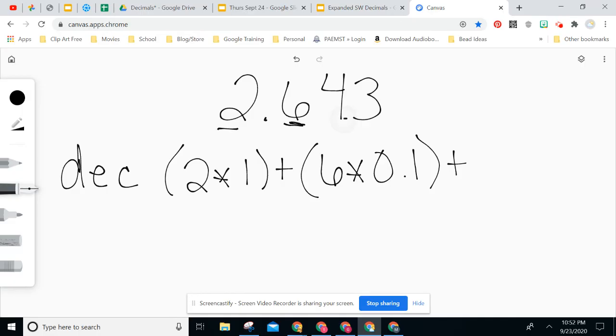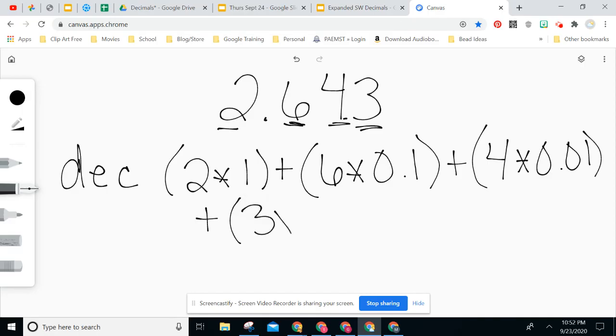Plus, okay, we got the 4 there in the 100th spot. So 4 times 100th. Plus, the 3 is in the thousandth spot. So 3 times 1,000. So we have to put that 1 in the thousand spot. All right. Think about that. See if that makes sense to you.